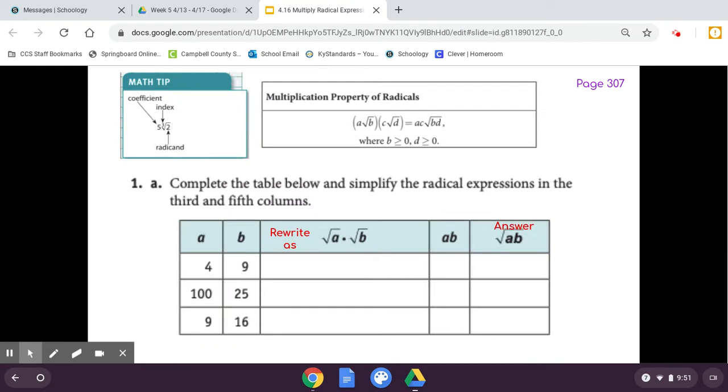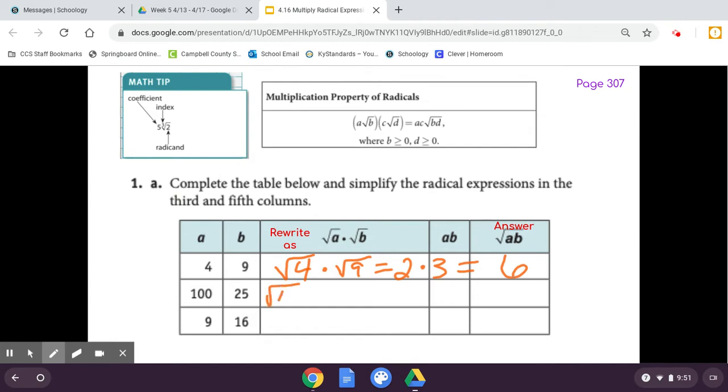All right. So we're gonna start today on page 307. Okay, so I'm gonna teach you how to multiply these radicals. So as you can see, the first step is, they want the square root of 4 times the square root of 9. Well, that is the same as 2 times 3, which equals 6. So it's really that simple.